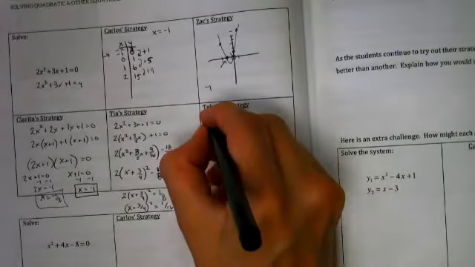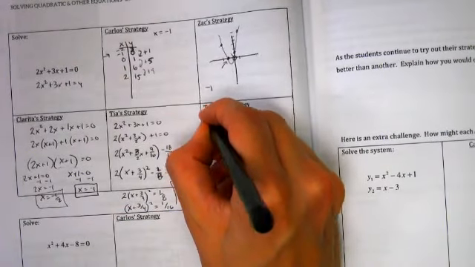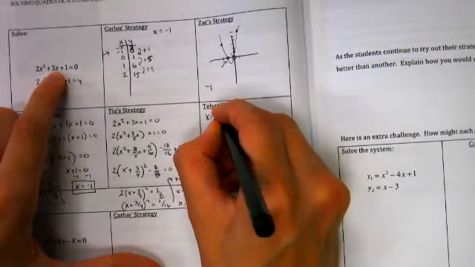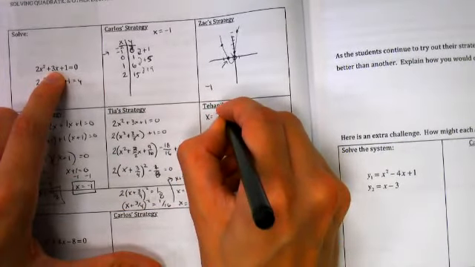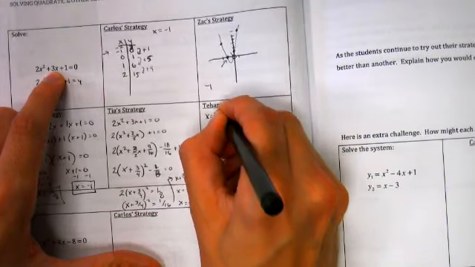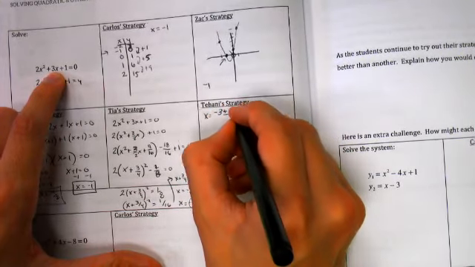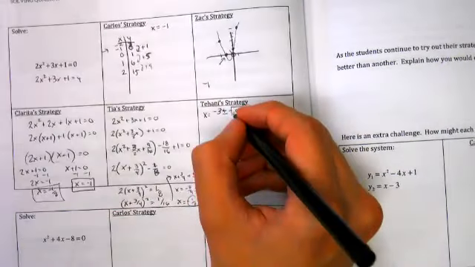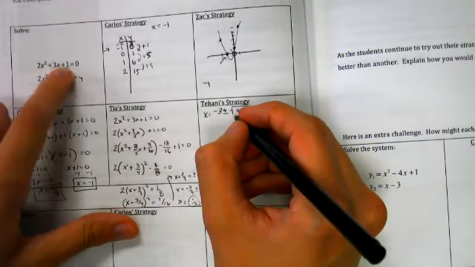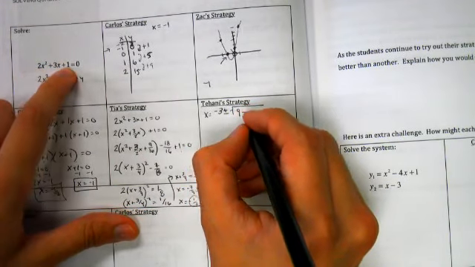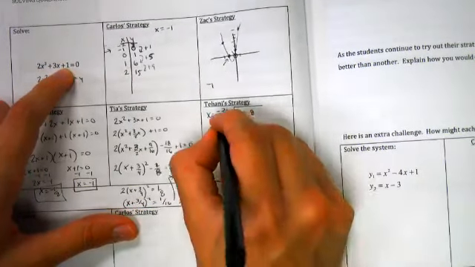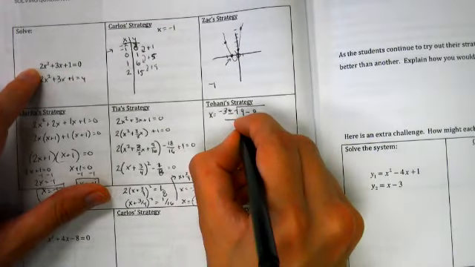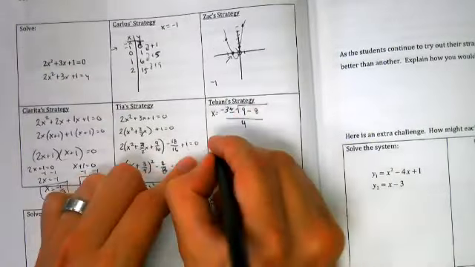Tehani's strategy is to use the quadratic formula. So she would write x equals negative b. B is 3, so this would be negative 3 plus or minus the square root of b squared. So 3 squared would be 9 minus 4 times 2 times 1. 4 times 2 is 8 times 1 is still 8, over 2 times a, which is 2 times 2, which is 4. Let's simplify this.